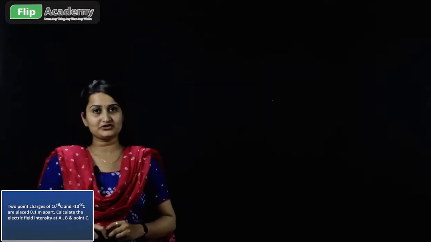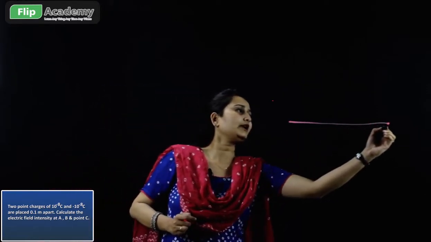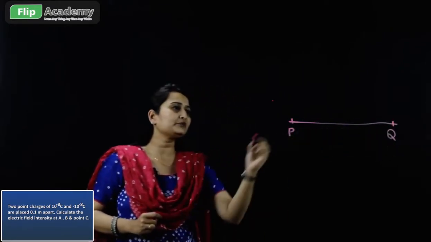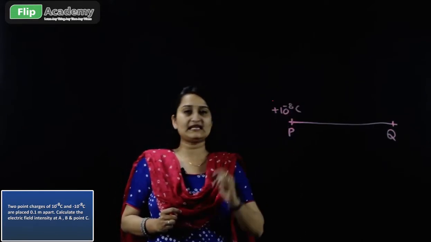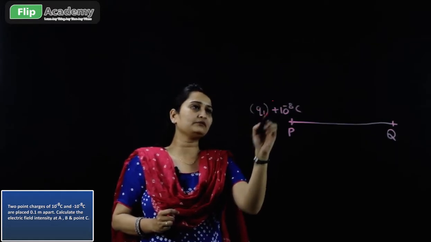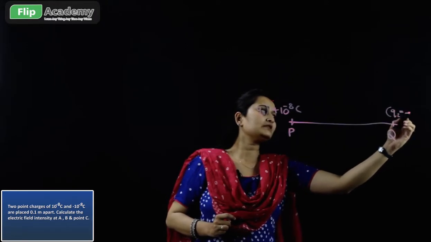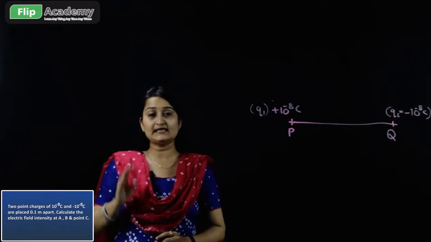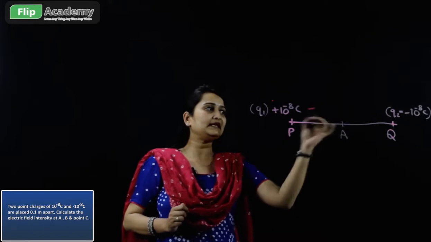Now, as the question states, there is also a diagram attached to it, and the diagram clearly says that there are 2 points, okay? The electric dipole, that is P and Q. So, PQ are the 2 points. At P, the charge given is plus 10 raised to the power minus 8 coulomb, and this is Q1. Similarly, at capital Q, the charge given, Q2, is minus 10 raised to the power minus 8 coulomb. We have to find the electric field intensity at point A. A is the point between P and Q.